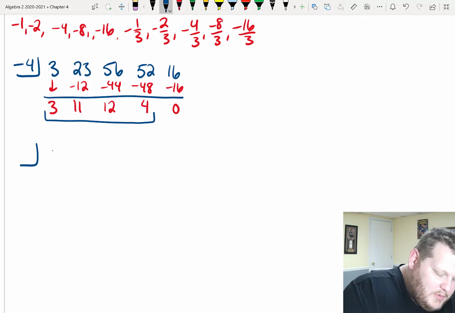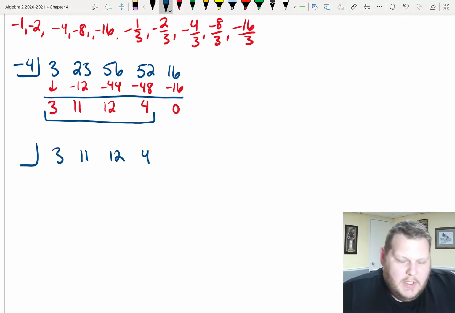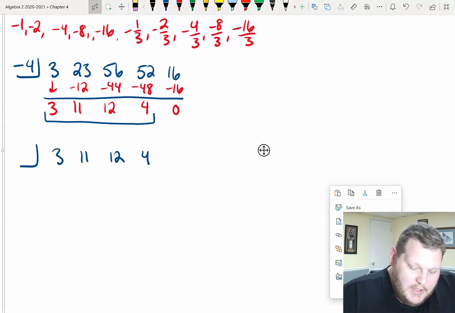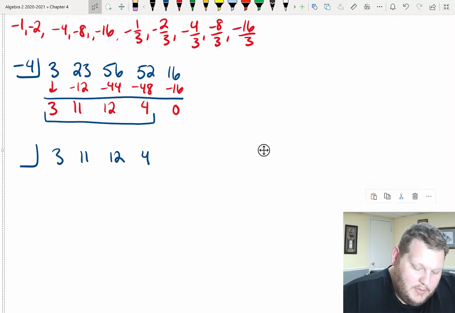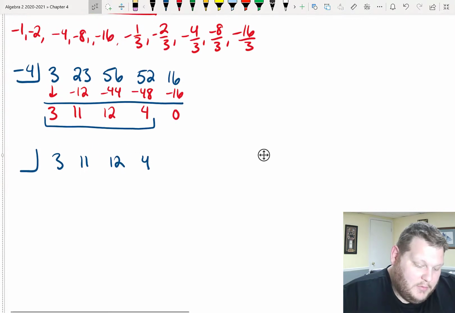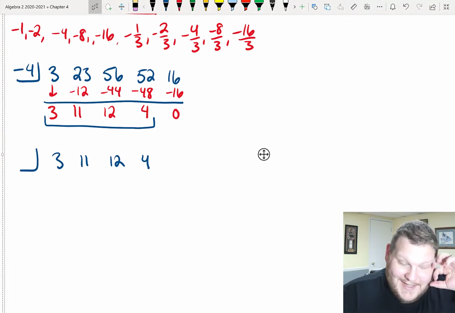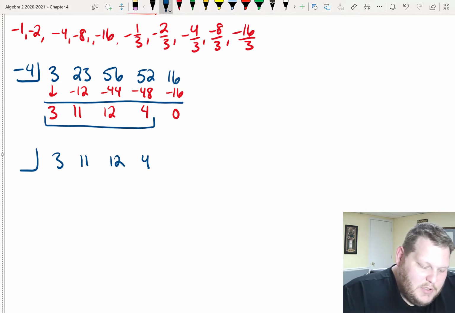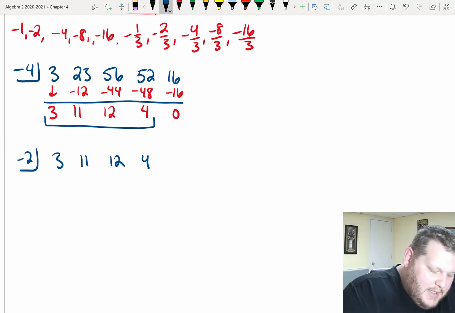But we're going to use 3, 11, 12, and 4. Now I know that it has to be a factor of 4. So that means my factors of 4 are no longer, like negative 8 and negative 16, they're kind of off the books because they're not factors of 4 anymore. So I'm going to try this with either negative 2 or negative 1. So let's just try negative 2 and see if that works. And see kind of where we end up.